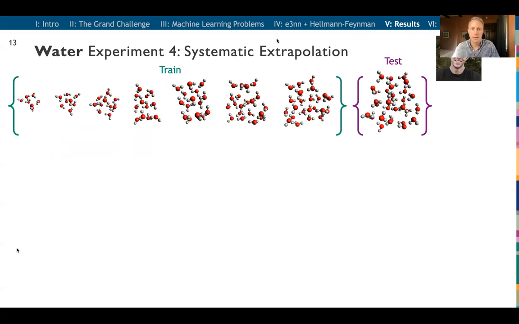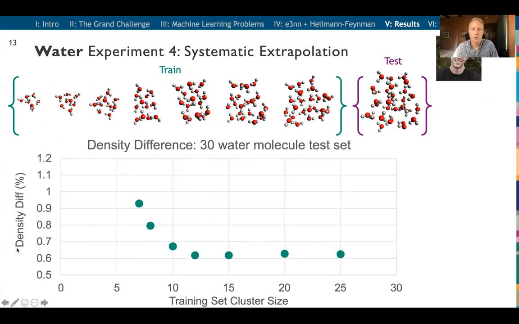phenomenon. He put together all these training sets of increasingly bigger clusters of water molecules from 7 all the way up to 25. He trained models on each of these, and then he tested all of those models on this 30 water molecule test set. And what he found was really interesting.